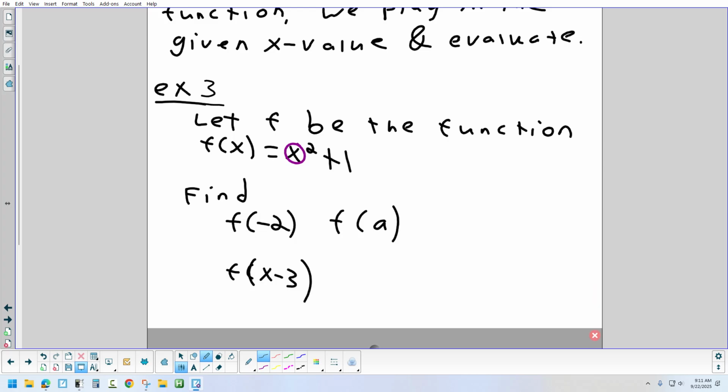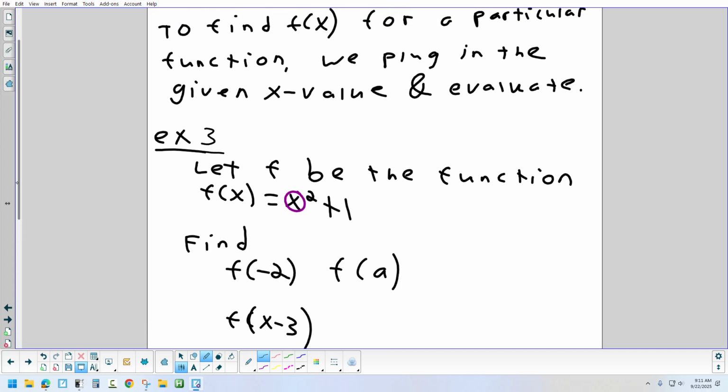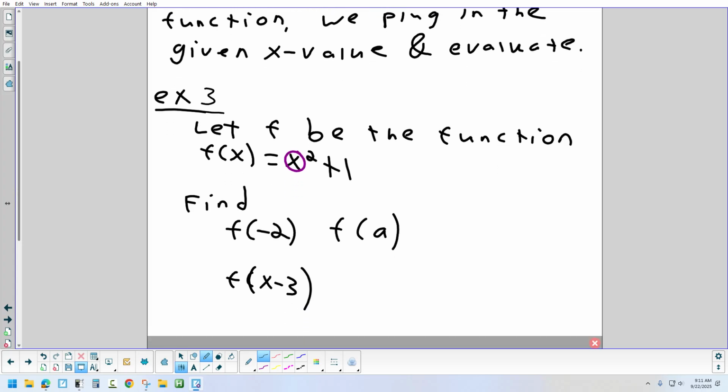Let's try these three. So let's start with f of negative 2. So these are 3 separate problems. Okay, we're going to do them each one at a time. That means everywhere that we see an x in the formula, we're going to change it to negative 2. So put that in right there. Okay. So when I fill in negative 2, I'm going to have negative 2 squared plus 1, which would give me how much? 5. Yep, that's going to give me 5.